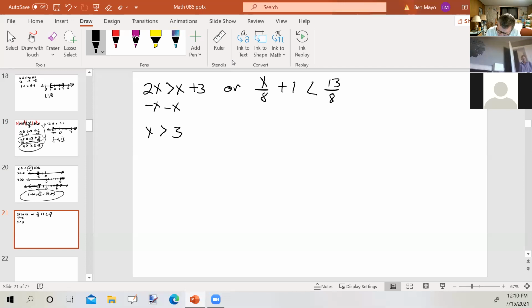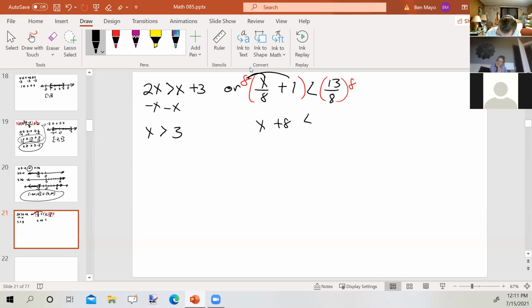Okay. The second one, I have a couple of fractions, the least common denominator of which is 8. So I'm going to multiply both sides of the inequality by 8. So I'm going to get 8x over 8, which is x, 8 times 1, which is 8, 13/8 times 8, which is 13. Everybody okay with what I just did there? 8 times x over 8, the 8's reduce down, and we have x. 8 times 1 is 8. 13/8 times 8, the 8's reduce down, and we have 13. Come back and subtract 8, I get x less than 5.